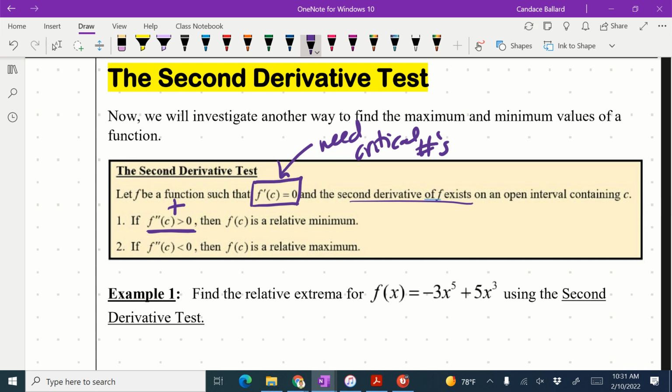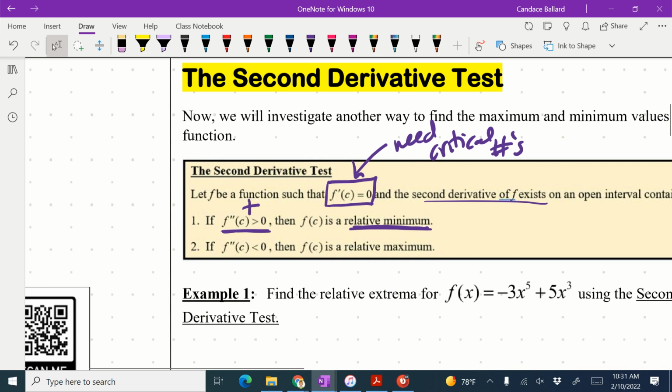All right, so if my second derivative is a positive number, I have a relative minimum. Think about what that means. If second derivative is positive, doesn't it mean that it's concave up? So if it's concave up, I better have a minimum, right? It should be down at the bottom. All right, what's less than 0 mean? Negative. So negative means we have a relative maximum.